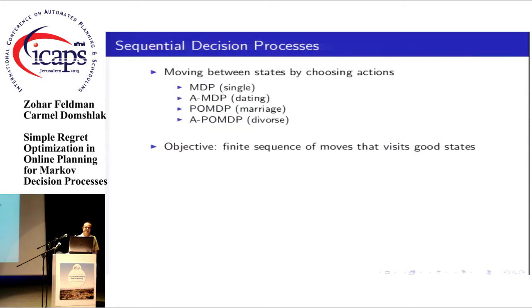In fact, what we discuss now applies to other more complex settings of sequential decision processes, but adaptations will have to be made. So while we will be talking about Markov decision processes, you can apply the same ideas to adversarial Markov decision processes, to partially observable Markov decision processes, and adversarial partially observable Markov decision processes. Pick your nightmare. The basic objective in all cases will be to execute at the end a finite sequence of moves that visit good states.